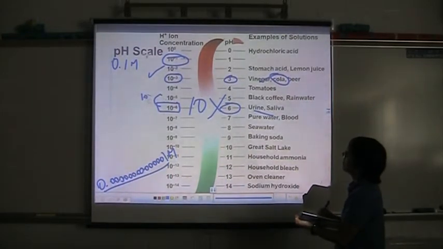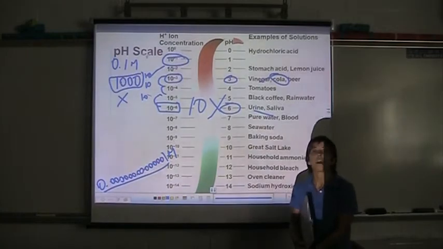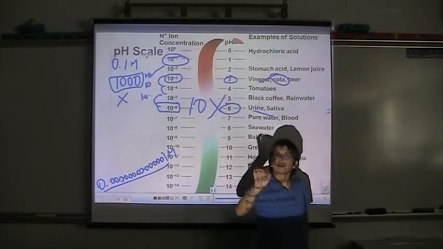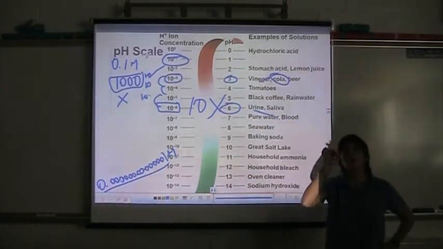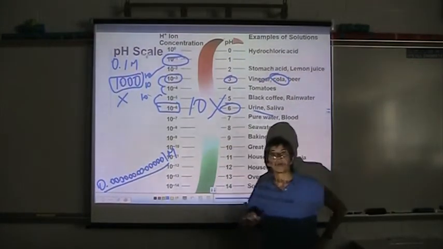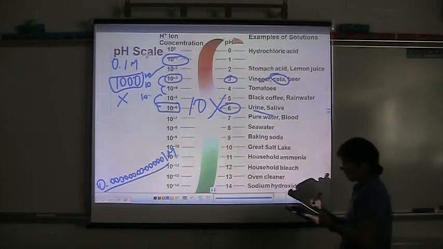Question number 2. How many more hydrogen ions does it have? Factor 10 to here, and to here another factor 10. What does that make? 1,000 times more hydrogen ions. So, a solution of pH 3 has 1,000 times more hydrogen ions than a solution with pH 6. Good? I hope so. This is fundamental.